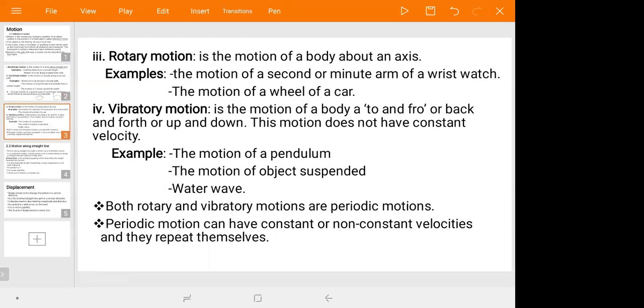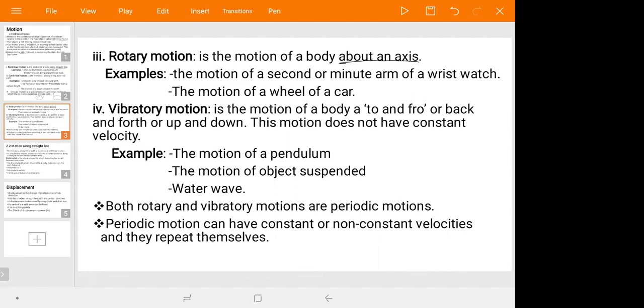The third one is rotary motion. Try to understand the difference between curvilinear motion and rotary motion. When we talk about rotary motion, it is the motion of a body about an axis. There is no change of position from the axis.